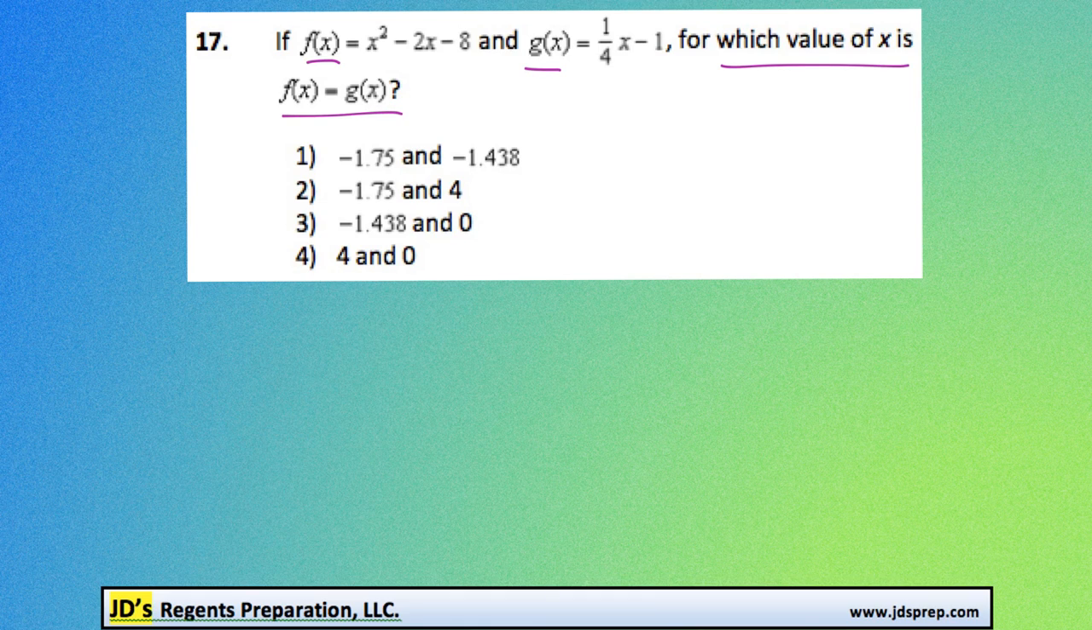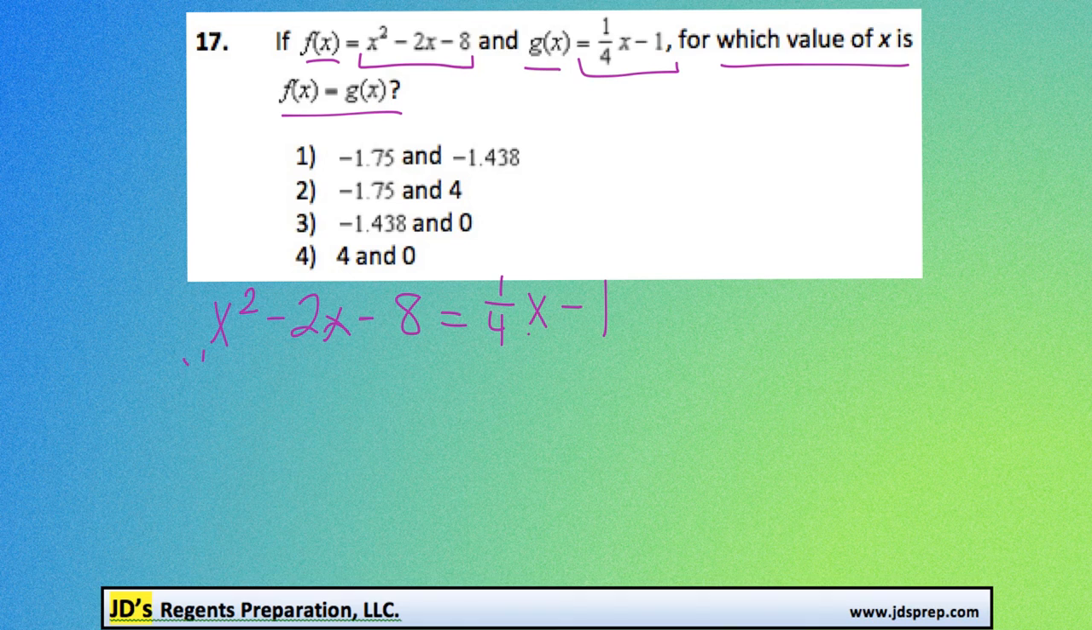To figure that out, essentially all we need to do is write each of these equations and set them equal to each other. So we're going to do x squared minus 2x minus 8, and we want it to be equal to the other function, which is a quarter of x minus 1. And now we just have this equation that we need to solve.